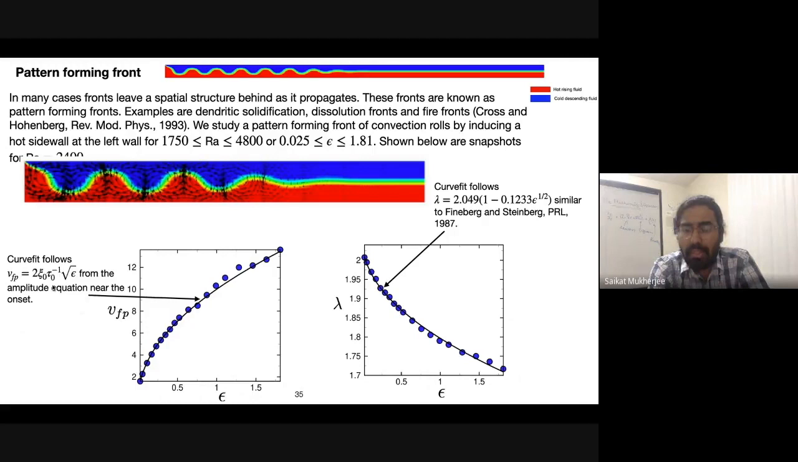Whereas the wavelength here cannot be derived from this amplitude equation, as our results suggest, and as the Feinberg and Steinberg experiment also suggests. Instead, it follows a weak negative trend of epsilon to the power of 1/2, where the solid line is the fit here, following Feinberg and Steinberg. We could not resolve why this fit was not following the amplitude equation. For that, we would have to go even lower in epsilon, the reduced Rayleigh number. But our results show that for large values of reduced Rayleigh number, the wavelength can be estimated using the Feinberg and Steinberg relation, and the velocity can be estimated using the amplitude equation.